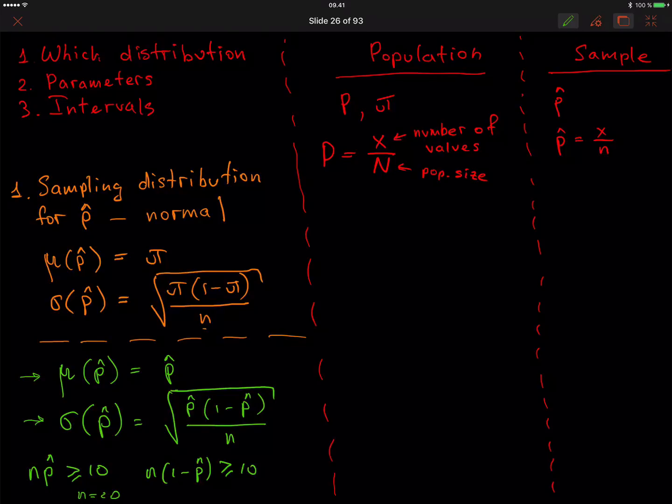Now let me show you some calculations for these two cases: when we know the population proportion and when we don't know the population proportion. So let's start with when we know the population proportion. Let's use this smoking example. Let's say we have a population, all students in our department, and we know that for the whole population, the proportion of students who smoke is equal to 0.2. So 20% of students smoke.